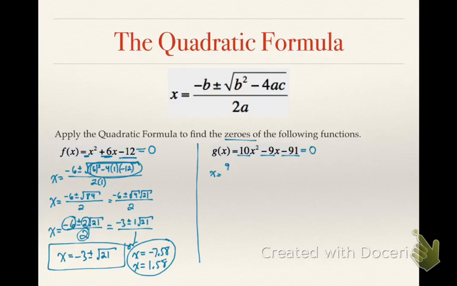So we get positive 9, because negative 9 is positive, plus or minus the square root of negative 9 squared minus 4 times 10 times negative 91, all over 2 times 10. Now plugging that in underneath the radical, you'll find that it reduces down to 3,721. It's a really large number, right? Let's hope we don't have to simplify that using simplified radical form.